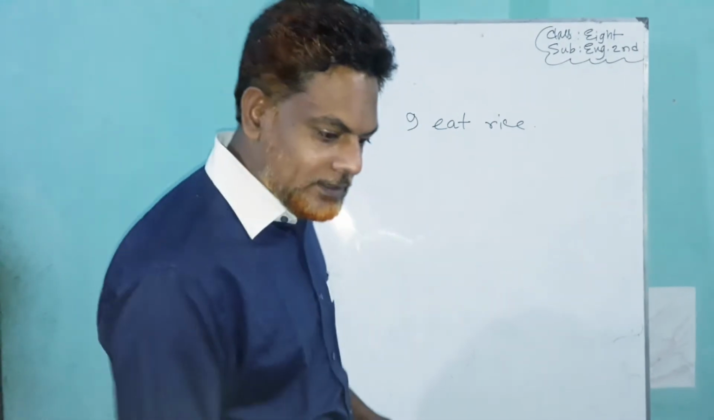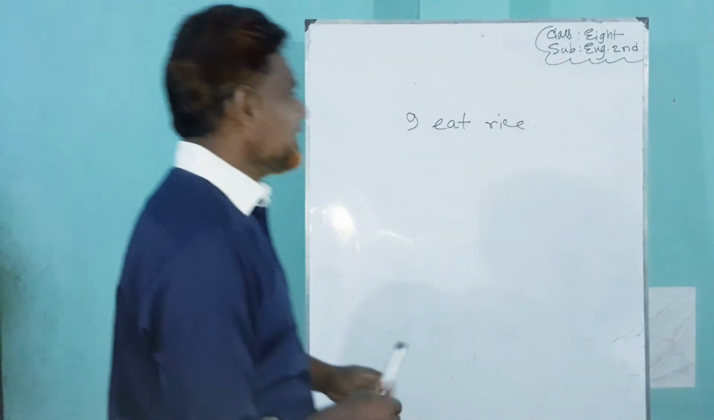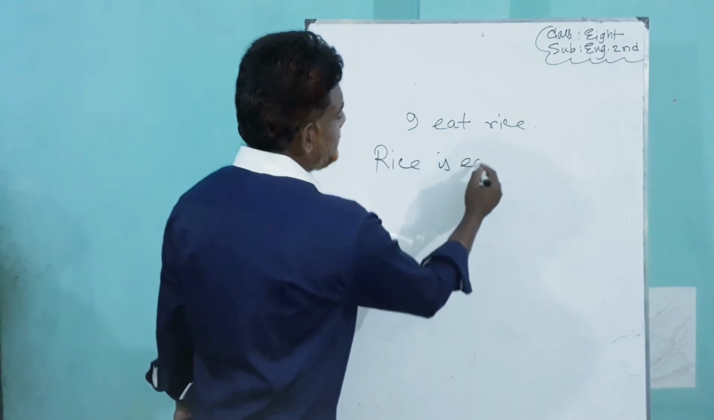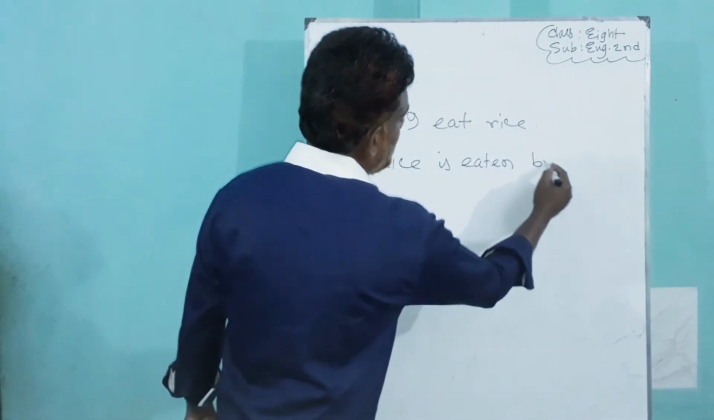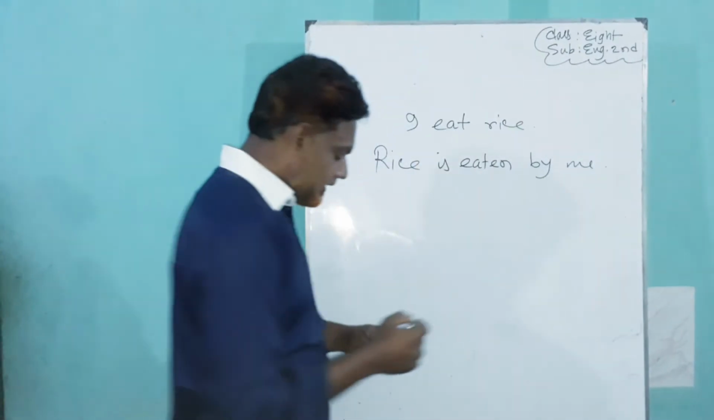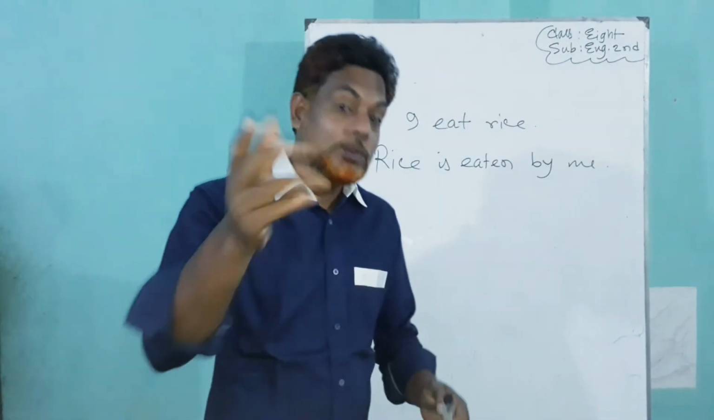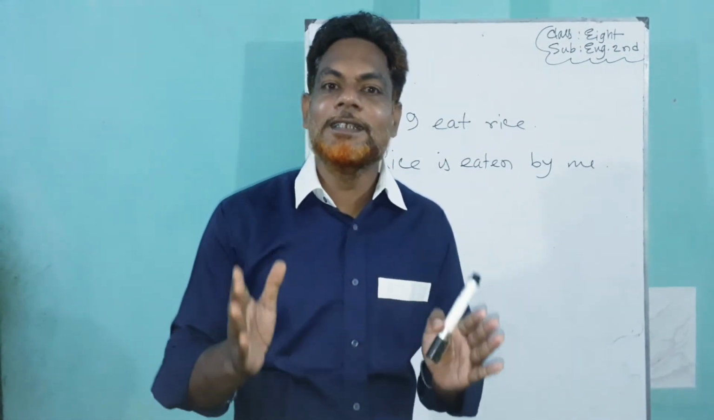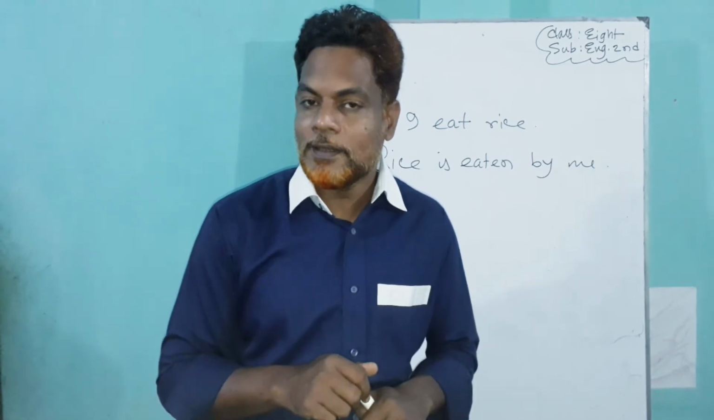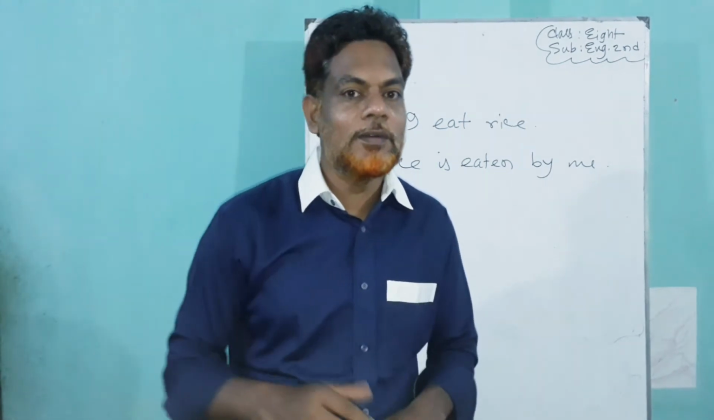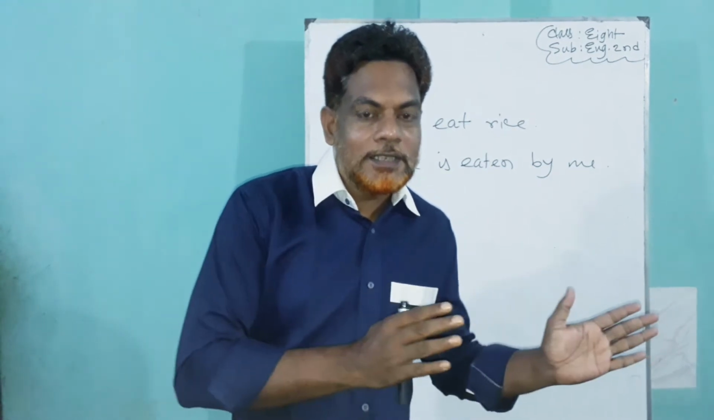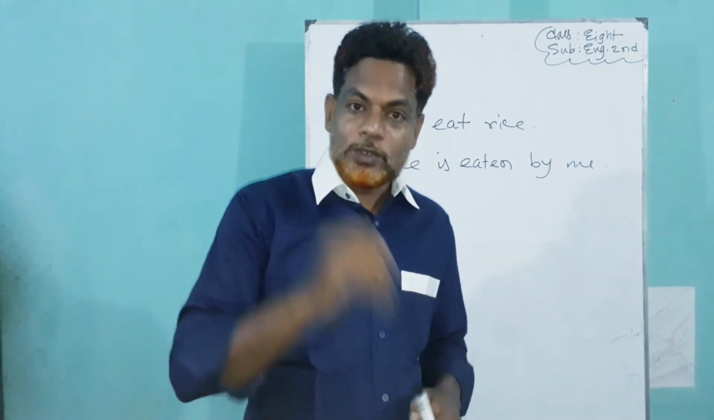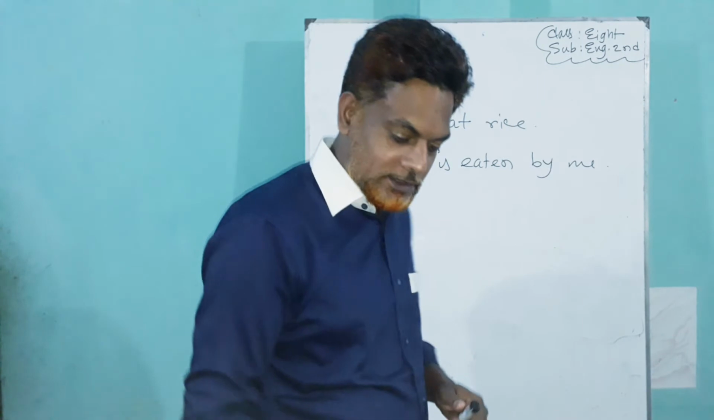Yes, you may say that this sentence can be expressed: rice is eaten by me. If I say I eat rice, and you say rice is eaten by me, the meaning of the sentence will remain the same. But you are saying it from one aspect and I am saying it from another aspect, and this is called voice. So today's topic is voice.